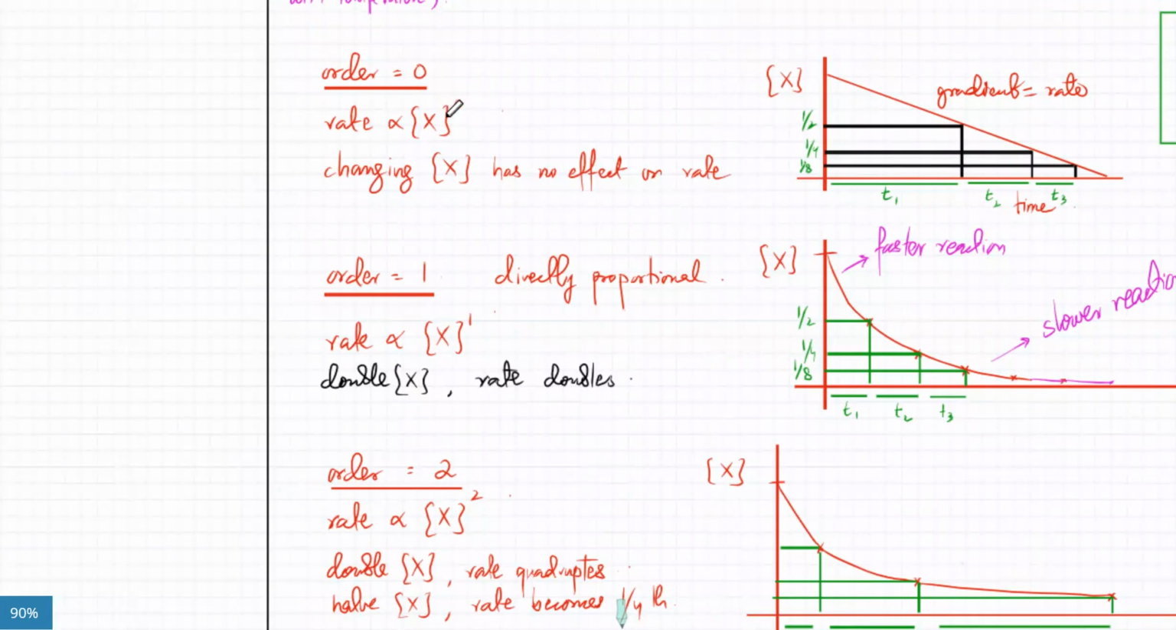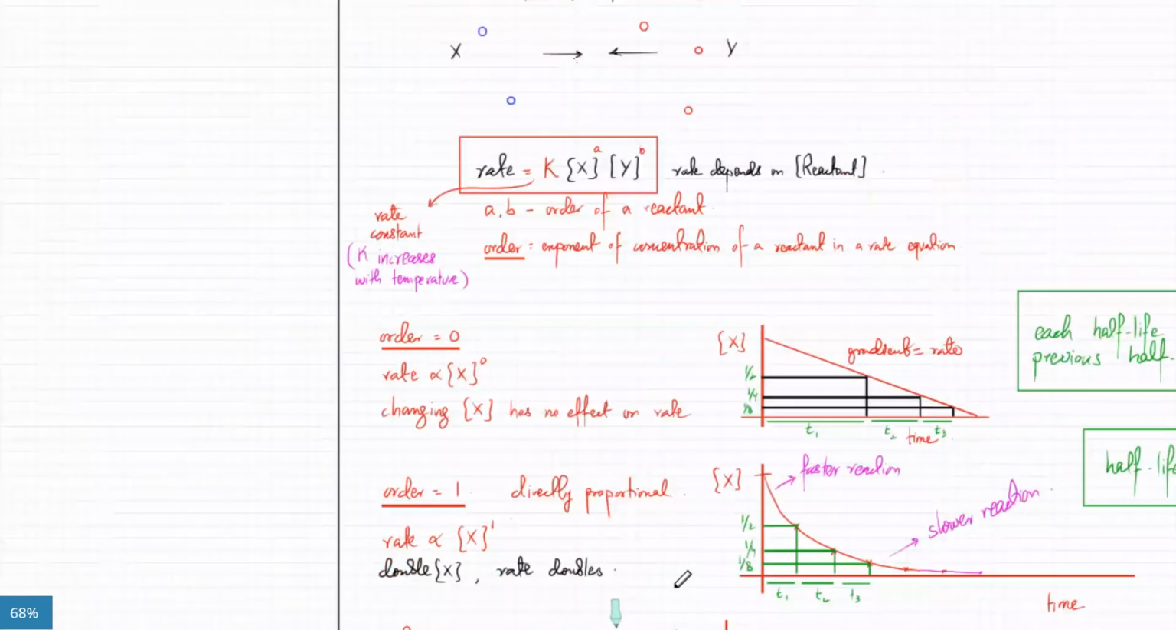Order 0 indicates that rate is not dependent on the concentration of X, because anything to the power 0, whatever concentration you put over here, power is 0. That means it's going to come out to be 1, right? So the rate would remain unaffected by whatever the concentration of X is. Is this clear? And order 2 indicates that rate is dependent on the concentration of X, but the order is 2. That means if you double the concentration of X, the rate quadruples. If you halve the concentration of X, the rate becomes 1/4. Is this clear?